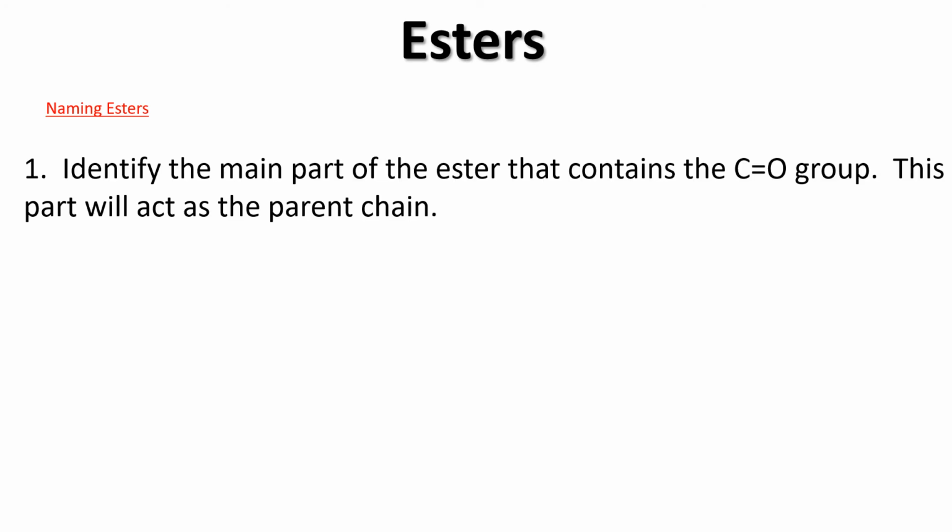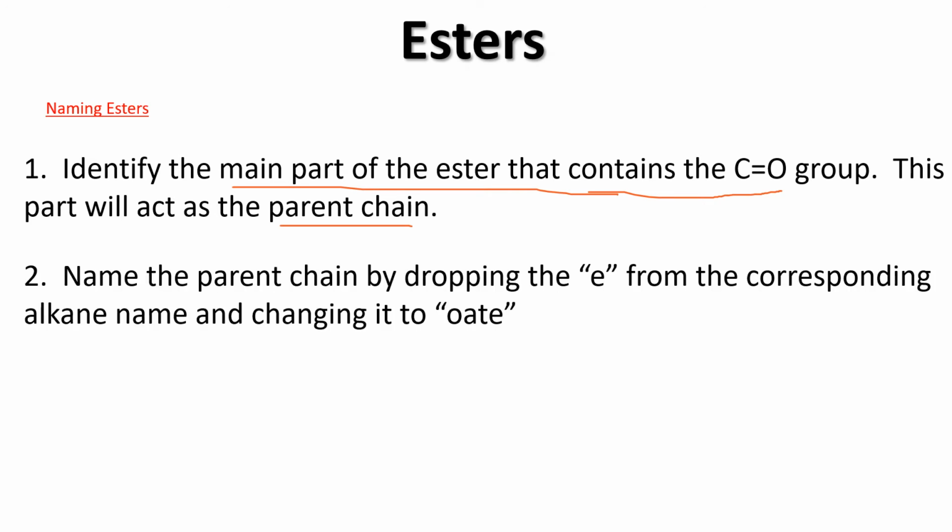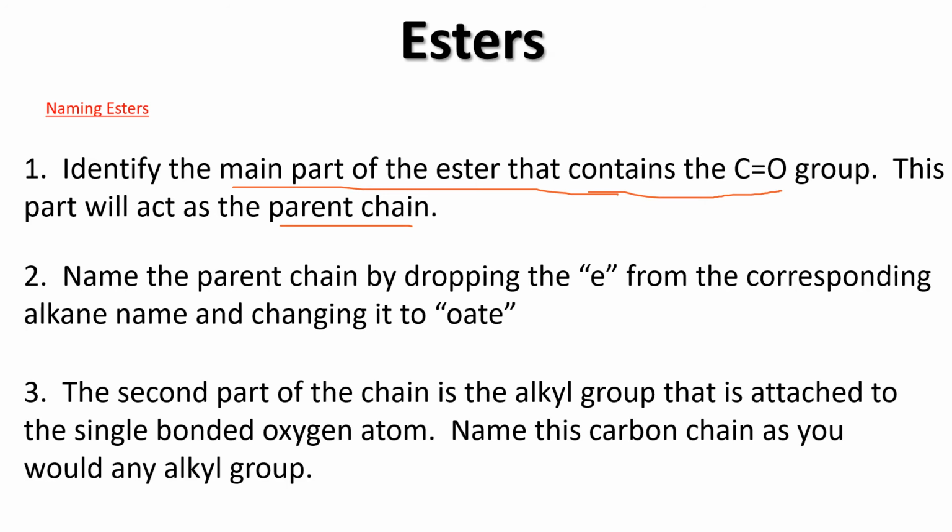So naming esters, the first thing you want to identify is the long chain that contains the carbonyl group. This is going to act as our parent chain. So spot that first. Name the parent chain by dropping the E. So if it's propane, you drop the E, it becomes propanoate. Now the other part of the chain is going to be adjacent to the single bonded oxygen. That's just going to be a carbon chain, so we're just going to name it like any kind of carbon chain that you would name.